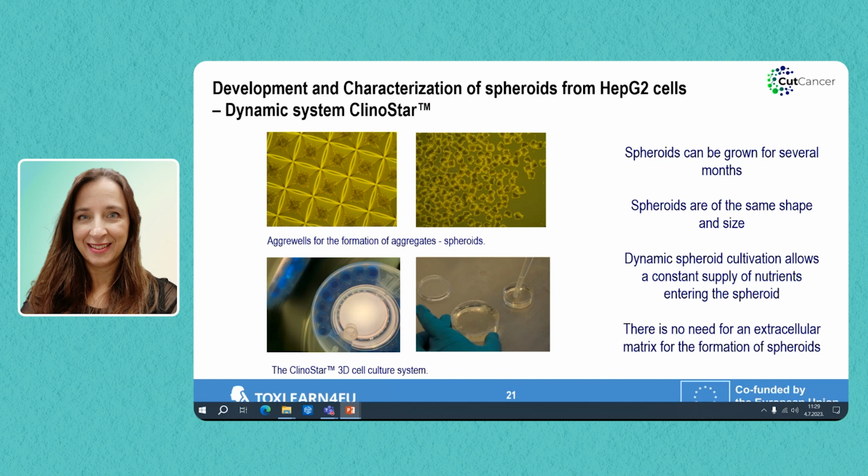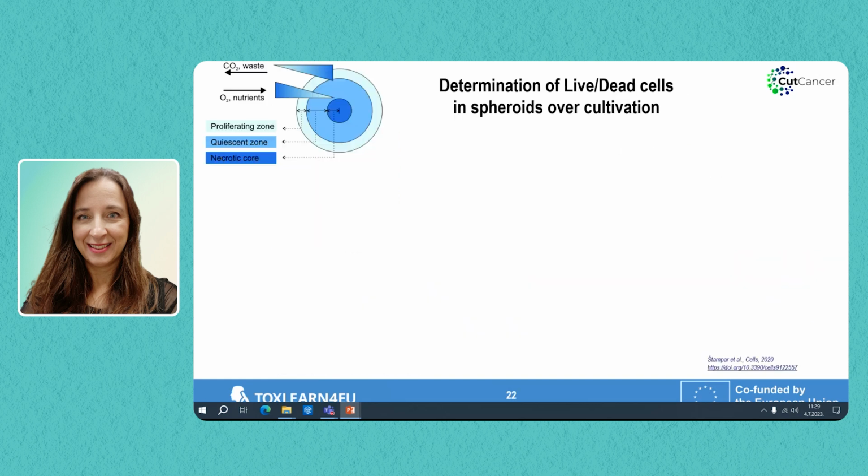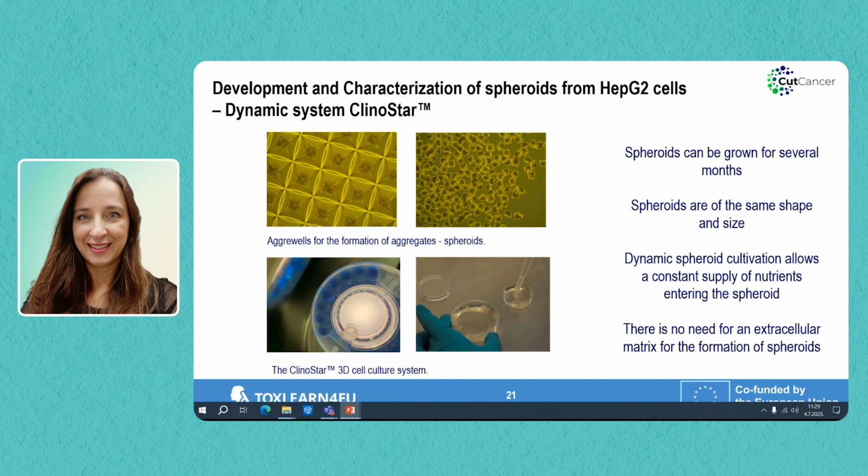Okay, so here's something mixed, but it doesn't matter. This is a dynamic condition. We grow the cells in agarose-well plates where we get these aggregates, and then we put them in these bioreactors. In this image, you can see these small dots. Every dot is one spheroid. In such a bioreactor we can have up to 500 spheroids.